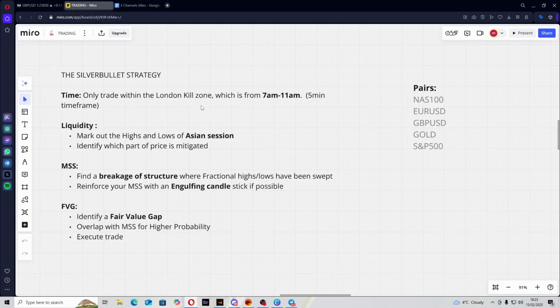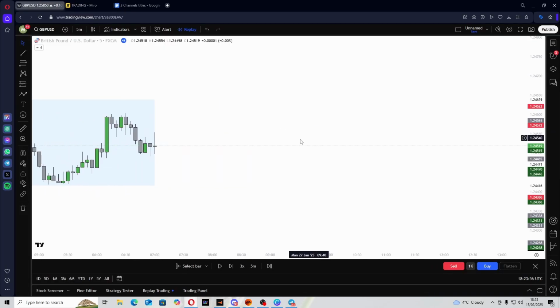So you only trade within the London kill zone, which is from 7 a.m. until 11 a.m. on the 5-minute time frame. Okay, you can use any of these pairs on the side: gold, GBPUSD. We're going to be using GBPUSD for the first example, right? So mark out the highs and the lows of the Asian session and identify which part of price is mitigated. Let me show you what I mean by this.